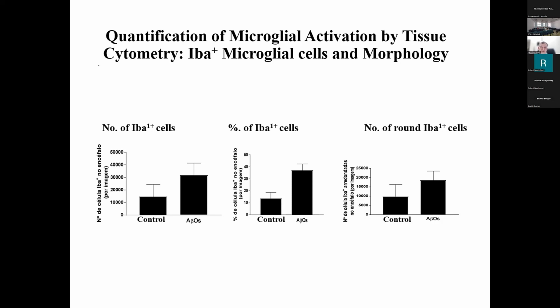In this case, we used a mouse model which we injected with beta amyloid. This is another possibility of creating an Alzheimer's disease model. And then we could see, after amyloid beta injection, that we can measure here the percentage of cells which are positive for IBA1, and the percentage and number of round cells, which would be an activation status of IBA1 positive cells.